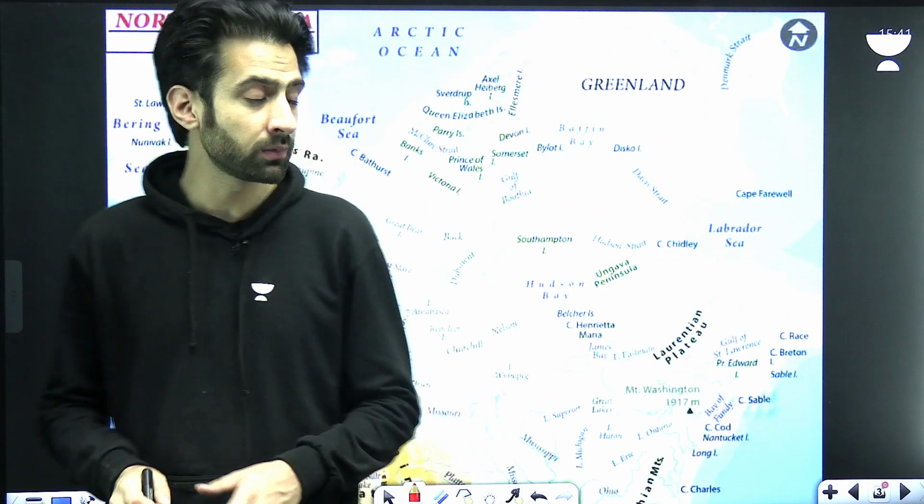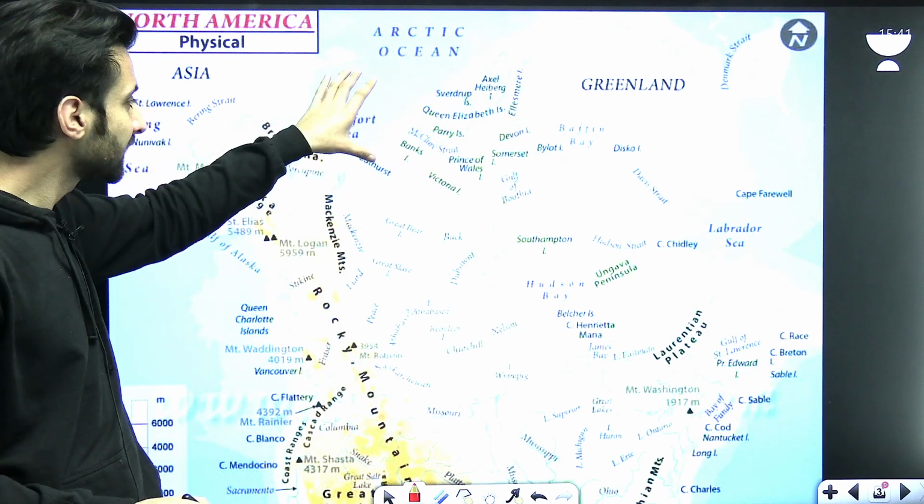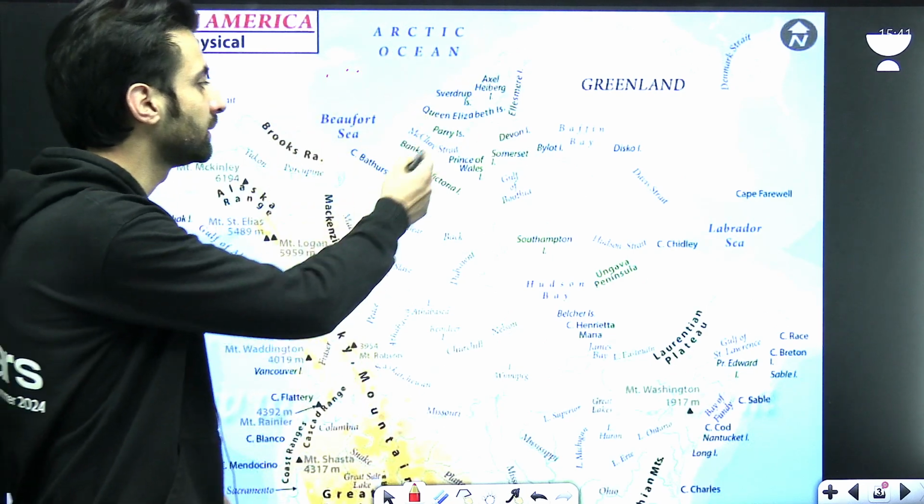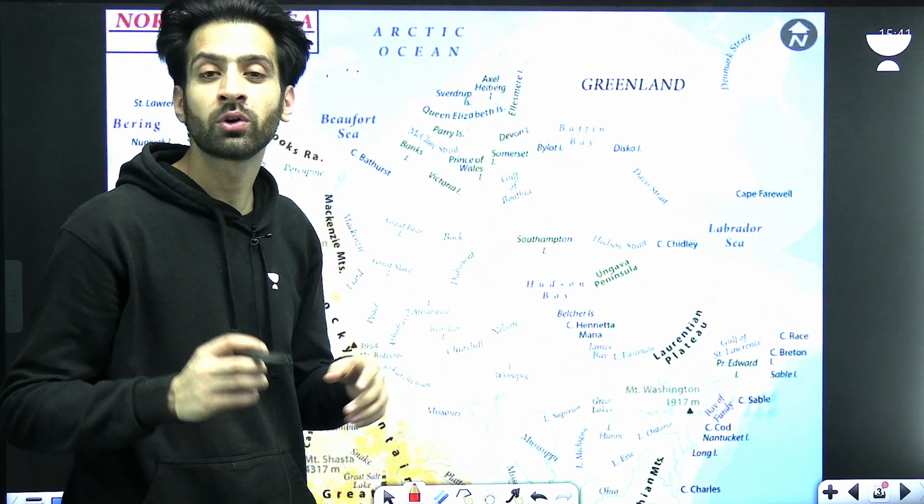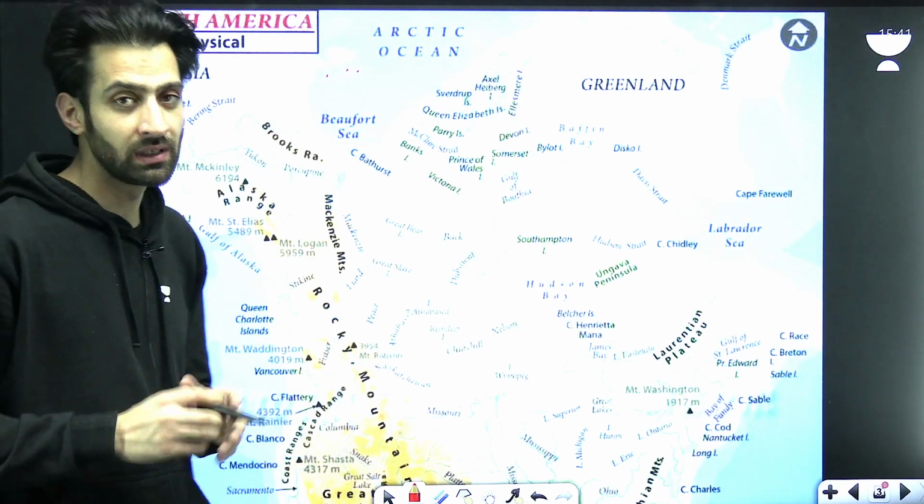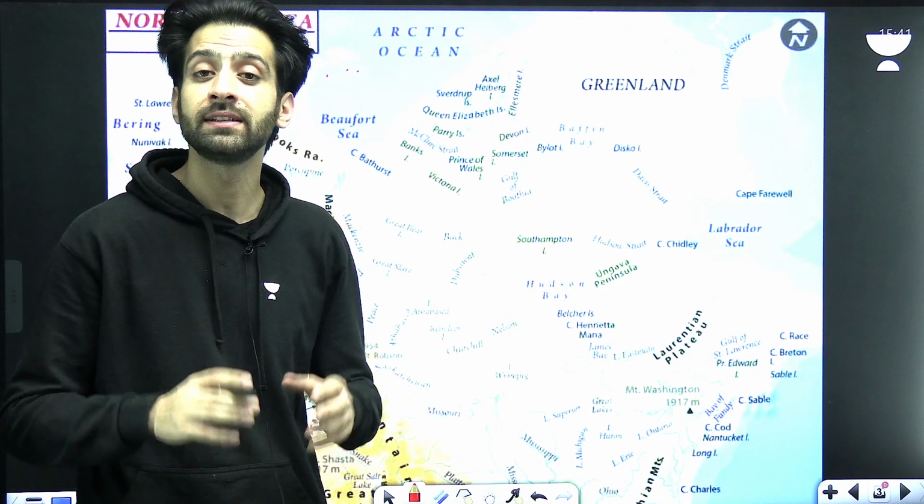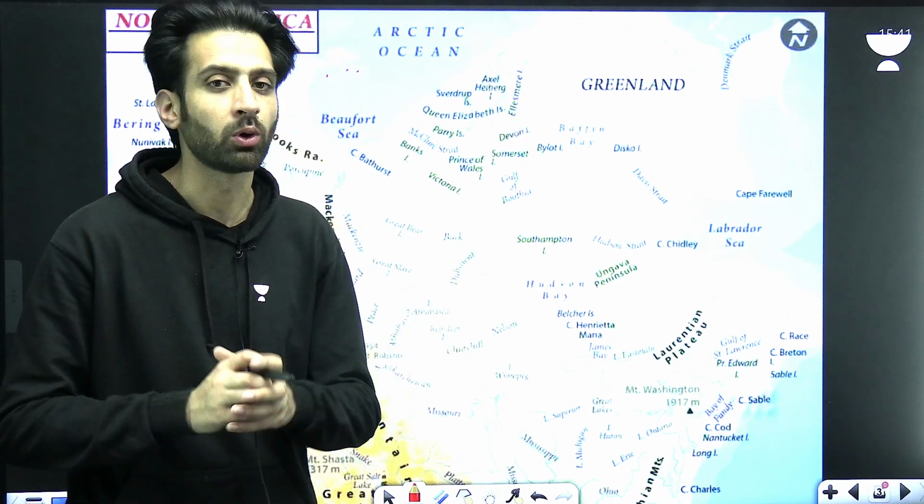This is the part of North America that includes Canada. These are the seas that you already learned about, the Beaufort Sea, the Baffin Bay and other things. You're already aware of these things. But today, first, we'll start with the straits. What is a strait? A strait is a smaller water body that is connecting two larger water bodies.